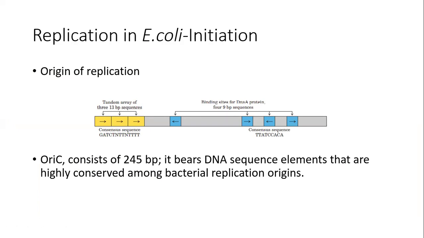Now, the next slide talks about the origin of replication in E. coli. So, origin of replication is the sequence where the process of replication will begin. It is about 245 base pairs in length, and it consists of the four 9 base pair repeats and the three adjacent 13 base pair sequences. The 13 base pair sequences are AT-rich regions, and they also contain a conserved GATC residue.